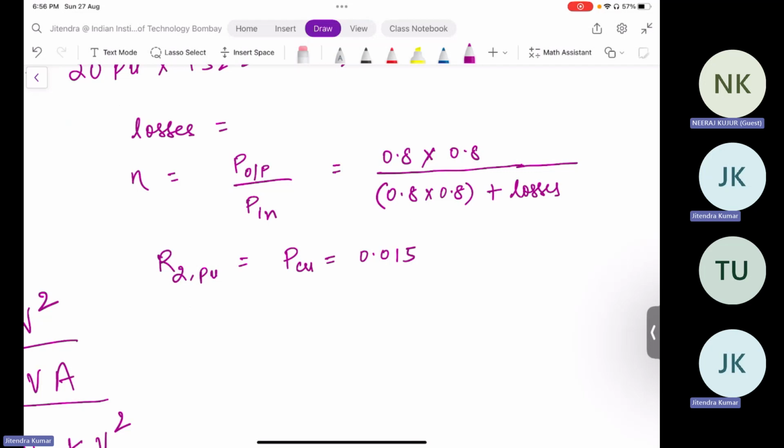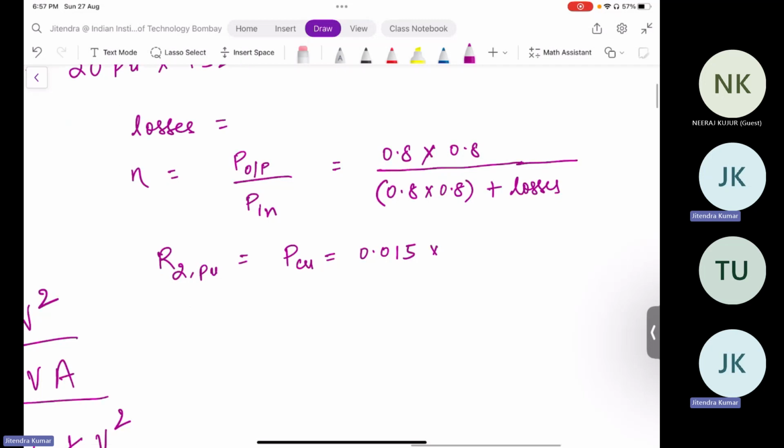Sir, the load current is lower. Yes, that's the catch here. We have to multiply with x square, the fraction of load. X is 80 by 100, so 0.8. So we have to multiply 0.8 square, x square, with R per unit at rated value. That will be your copper loss in the series resistance.